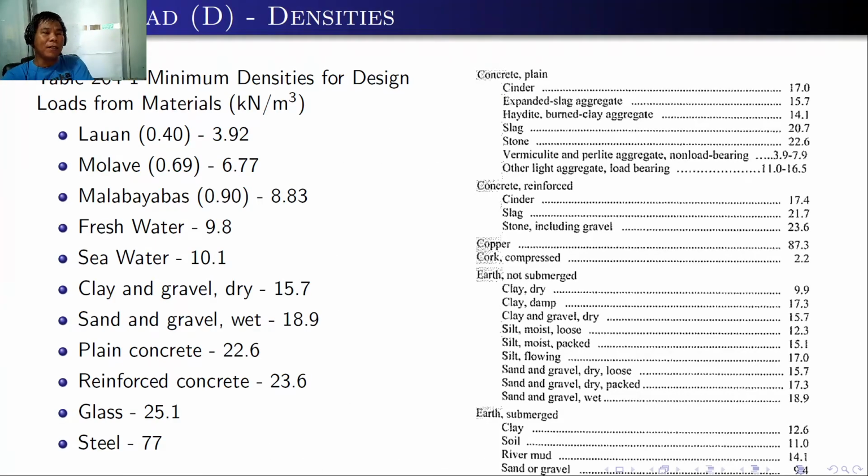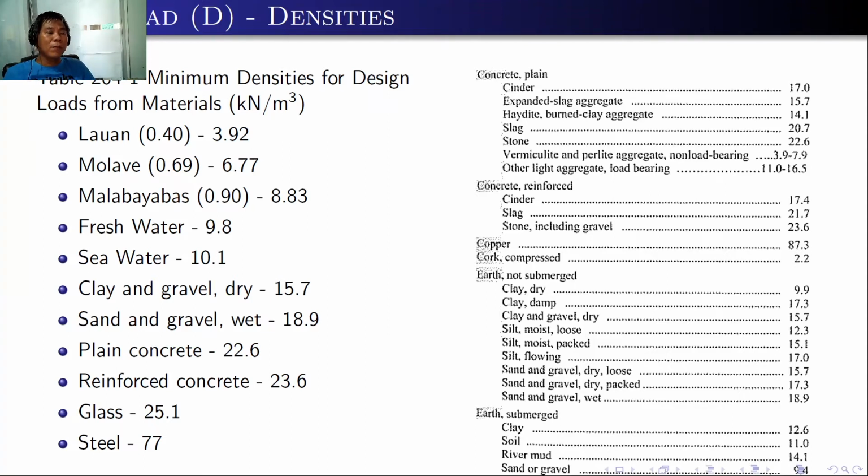For the dead load, we normally look for the densities of the material that we are using. NSCP table 204-1 gives us the minimum densities for design loads from materials. This is in kilonewton per meter cube. So take note, it says minimum density, so you can actually assume a larger value than this, but you cannot go below this one. So you have to follow the minimum value.